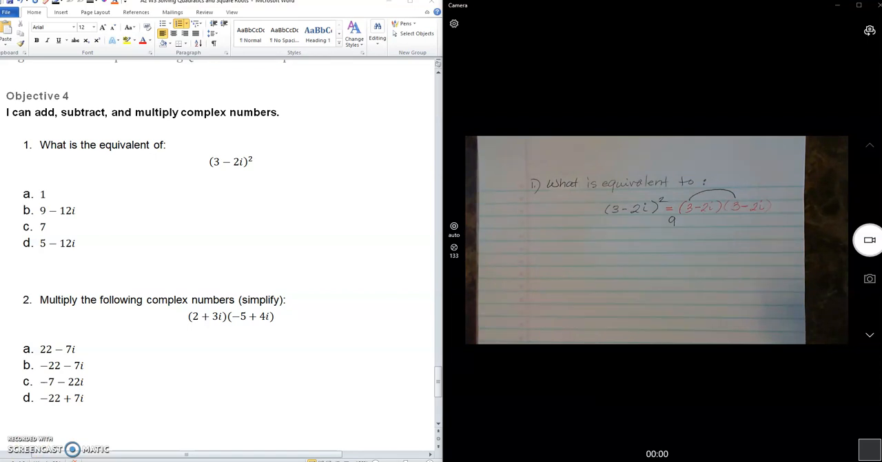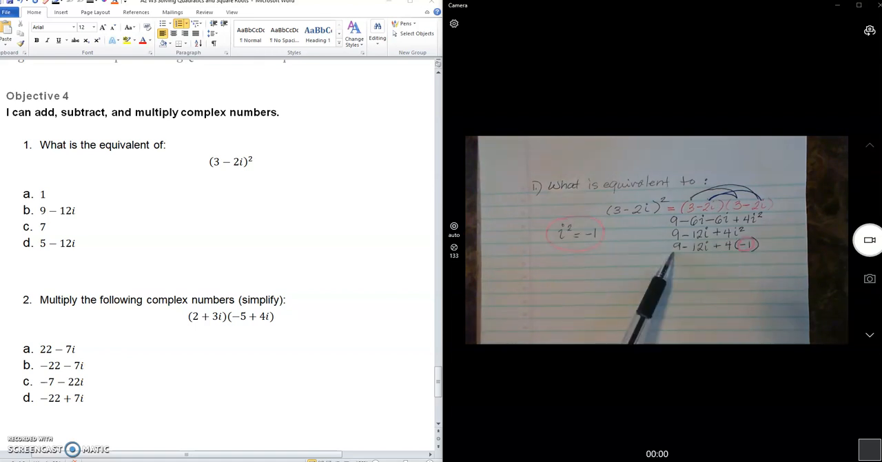Times 3 is 9. 3 times negative 2i is negative 6i. Negative 2i times 3 is negative 6i. Then negative 2i times negative 2i is positive 4i squared. So now we simplify 9 minus 12i plus 4i squared. So i squared is negative 1. So therefore that will be 4 times negative 1. So that will be 9 minus 12i minus 4. Final answer is 5 minus 12i, which is letter D.